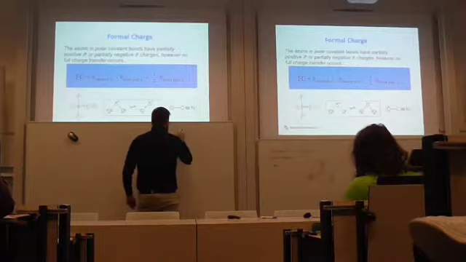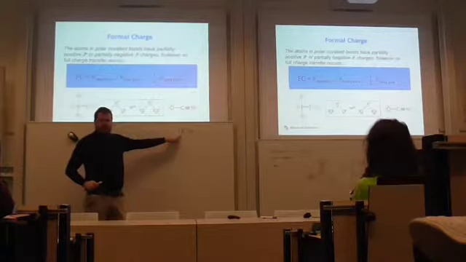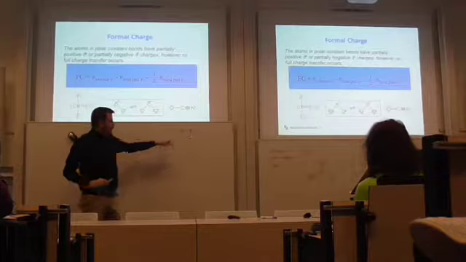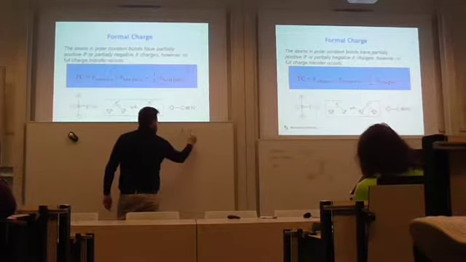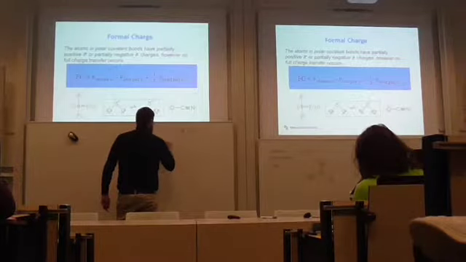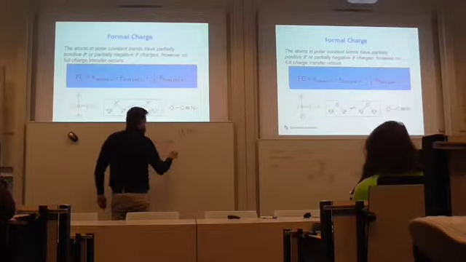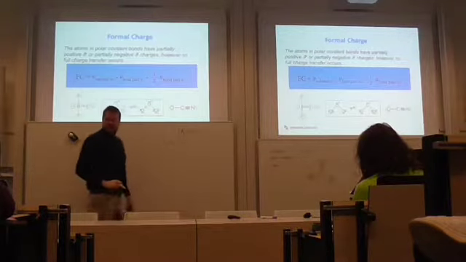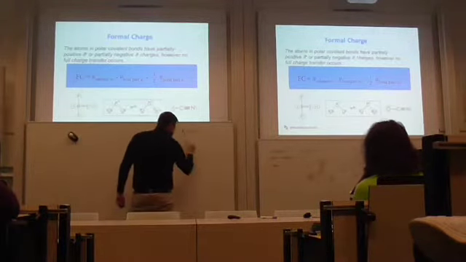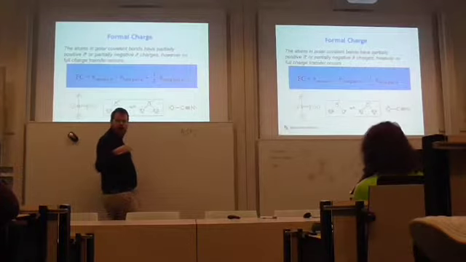This is the Lewis structure of nitrogen. How do we calculate the formal charge on each nitrogen atom? Well, we take the group number. Let's call this atom A and this atom B. So the formal charge for atom A is going to be the group number of nitrogen, which is 5, right? Nitrogen is in group 5, minus half the number of bonding electrons.